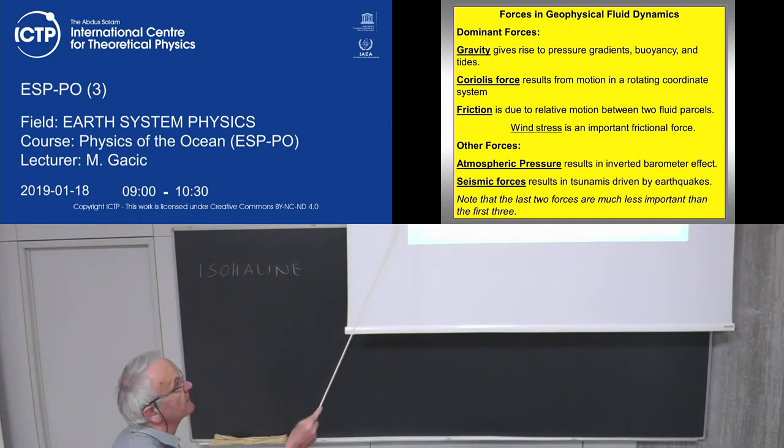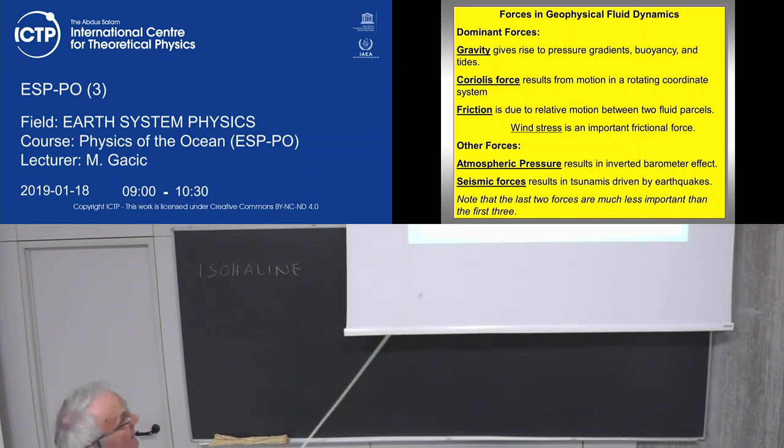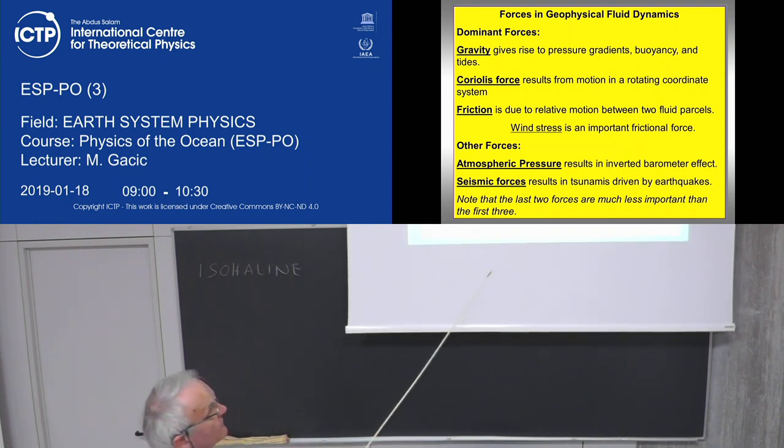Then we have other forces, such as atmospheric pressure, which results in an inverted barometer effect. That means the higher the pressure, the lower the sea level. For an increase of 1 millibar of atmospheric pressure, there is a decrease of sea level of more or less 1 centimeter.